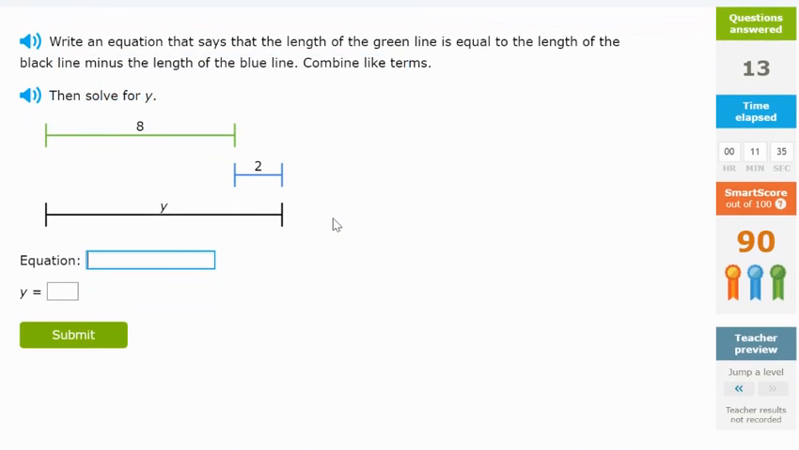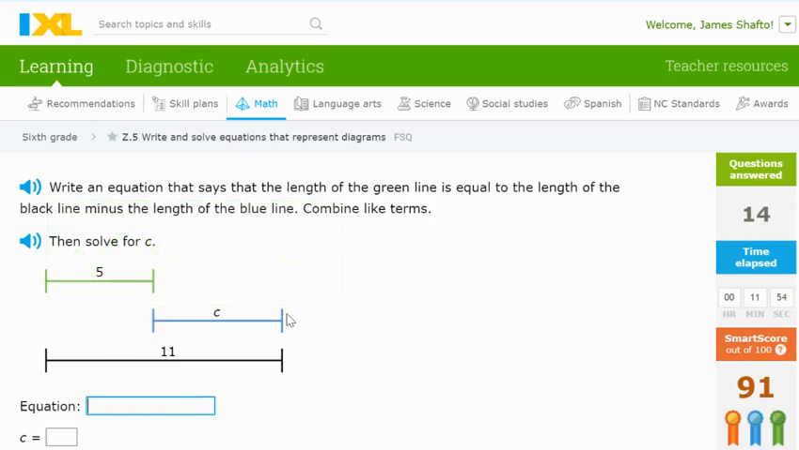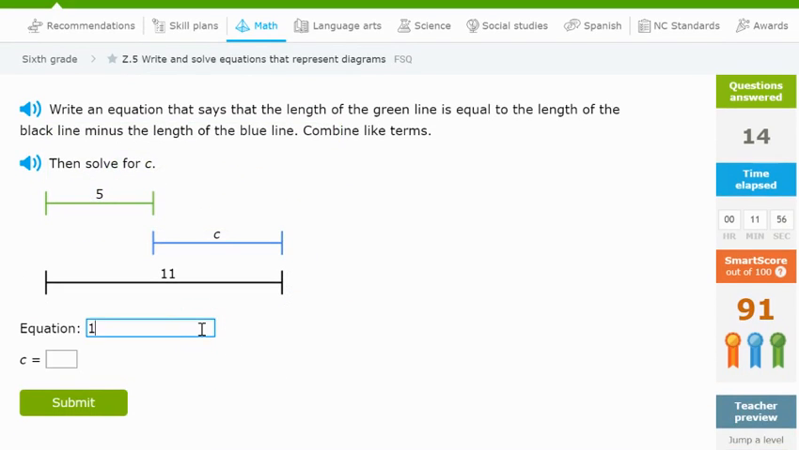I'm going to jump ahead. And here it's going to ask me to solve. So my equation is going to be y minus 2 equals 8, because they're not side by side. And then my answer is actually going to be 10, because 8 and 2 together makes 10. Here I would have 11 minus c equals 5. And my answer c, my solution, well, what 11 minus what makes 5? I know that 11 minus 6 makes 5.